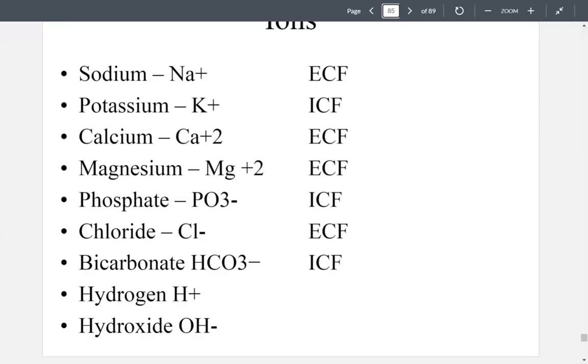So here are some of our ions. You do also want to become comfortable with some of these more common element notations. For instance, this is sodium, potassium, calcium, magnesium, phosphorus, oxygen, chloride, carbon, hydrogen.